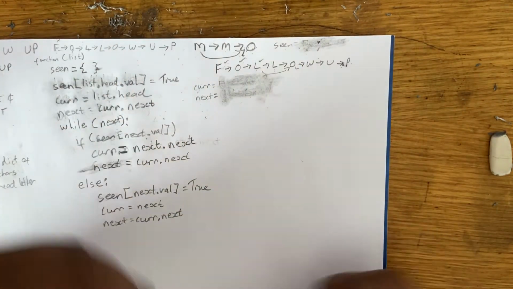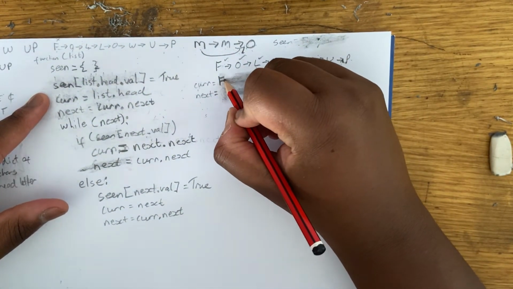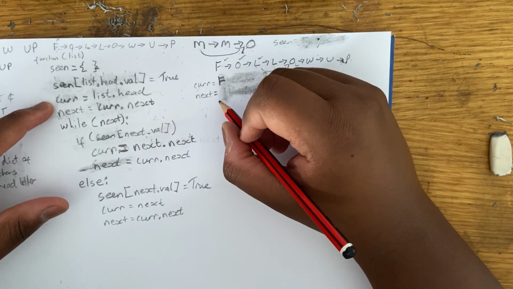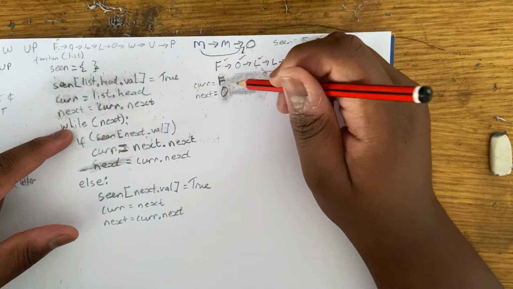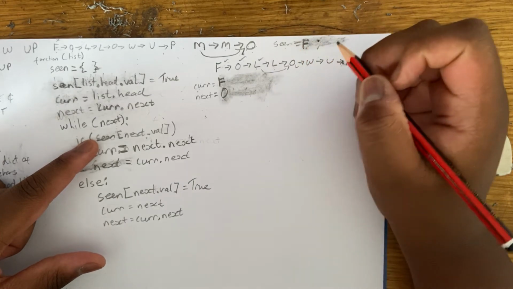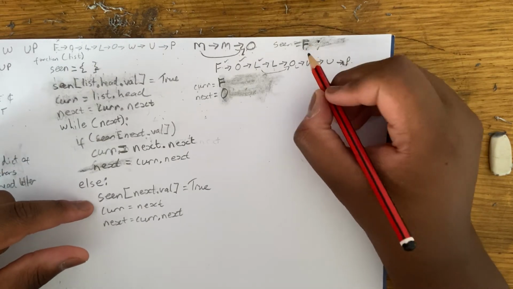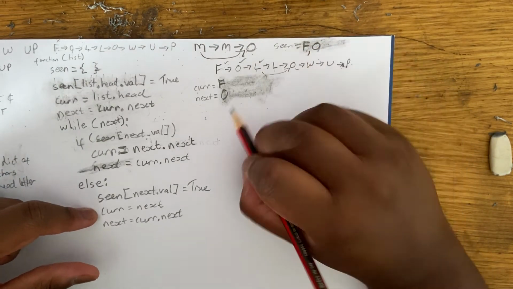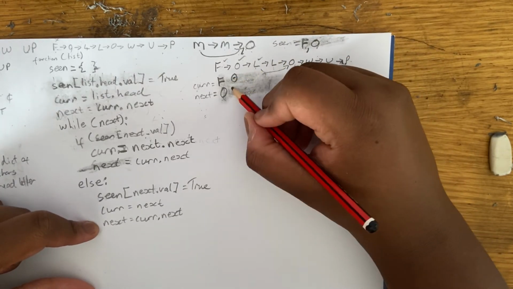Okay, so we start here with an F, right? Then our current is list.head, and the next would be this O. Now there's a next, yes. Is O in there? No. So what we do is we add O here. Then our current is next, which is O, and our next is this L.